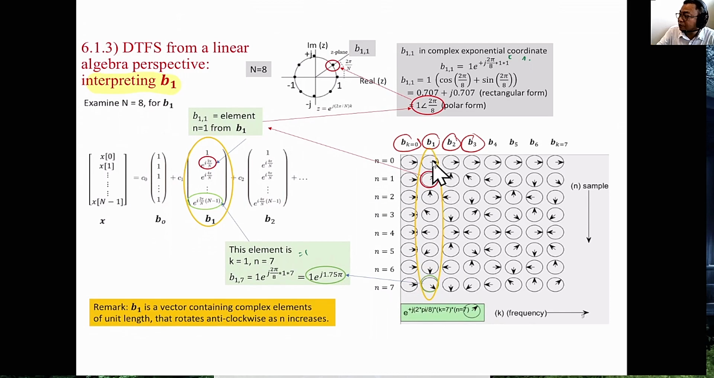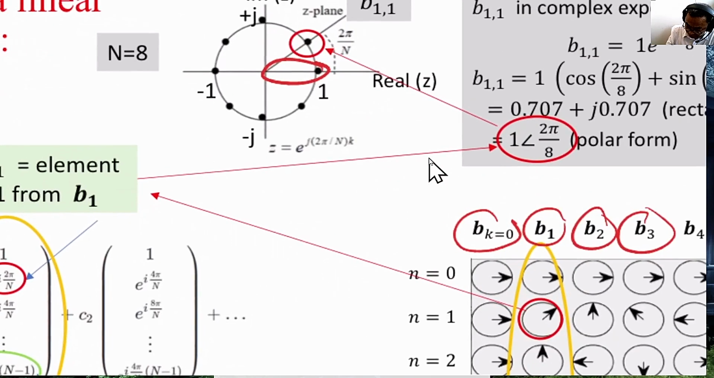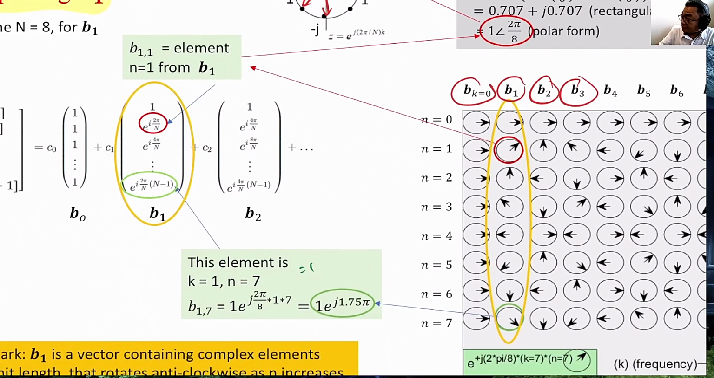What about B1? B1 means 2 pi over 8 here. At every sample, we will rotate by 2 pi over 8, which is 45 degrees. So in one step, we'll rotate by 45 degrees, second 45 degrees. So compare this to here. The arrow is first here, then the second step, the arrow is here. The third step, the arrow is here. The fourth step, the arrow is here. The fifth step, the arrow is here, and so on. So can you see? I draw the arrows as well to show the positions of the phasors as it goes from sample 0 to sample 7.